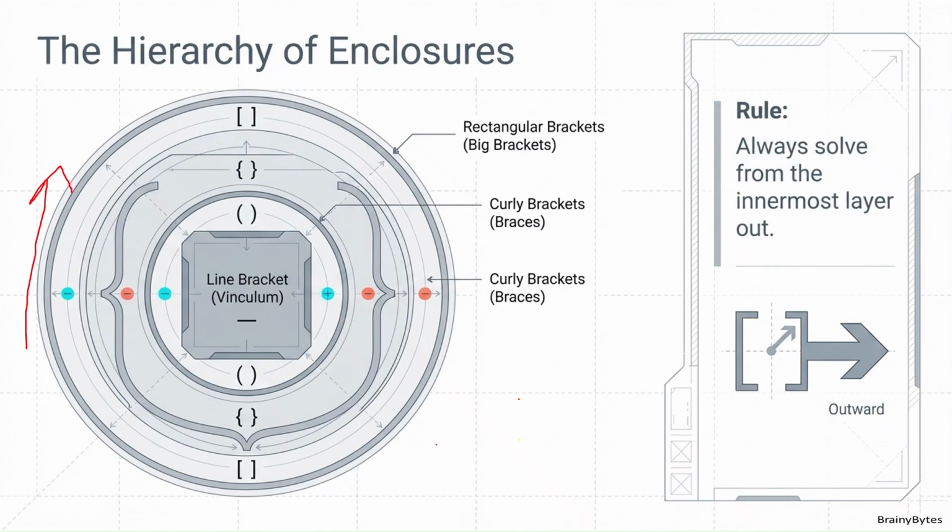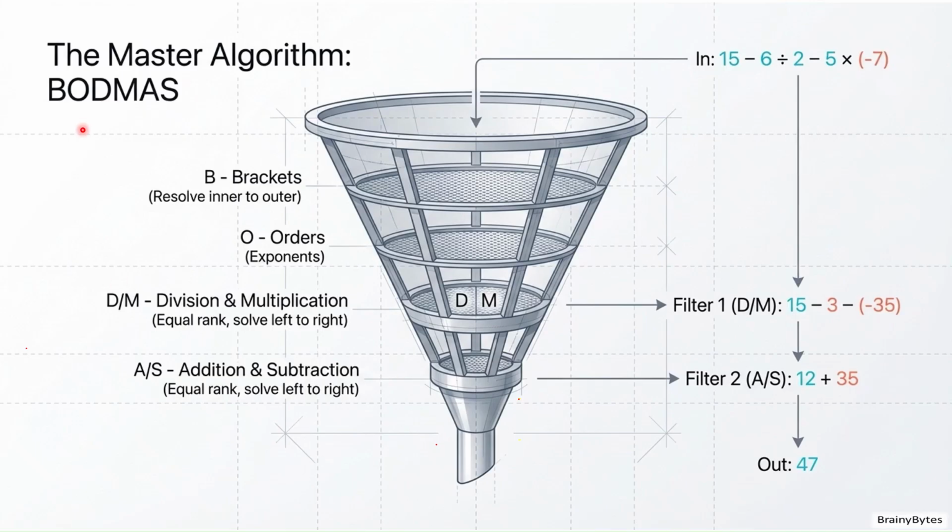So, whenever you see a bunch of brackets in a question, you have the key of hierarchy to unlock these enclosures. Whoa! The master algorithm, BODMAS. The BODMAS rule. BODMAS is an acronym used in mathematics to define the order of operations for solving complex expressions, ensuring they are solved in the correct sequence. It stands for brackets, order, powers or roots, division, multiplication, addition, and subtraction.